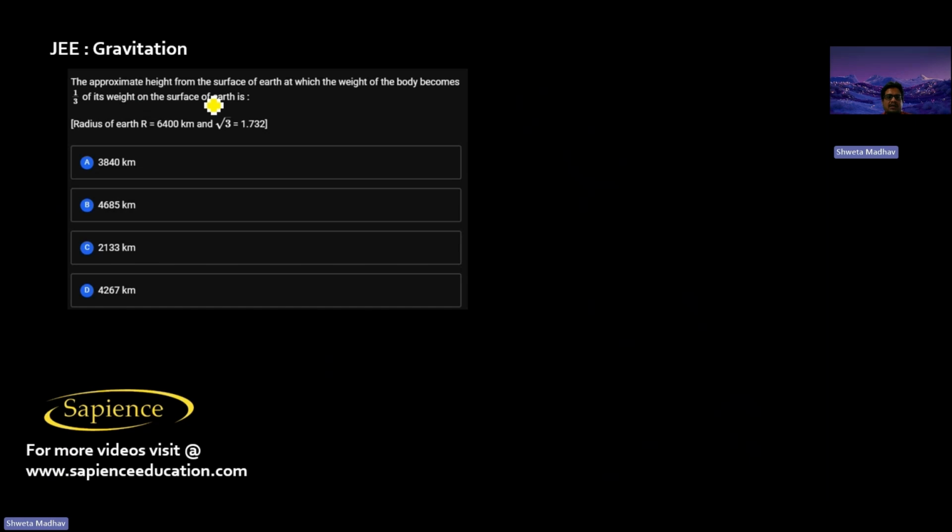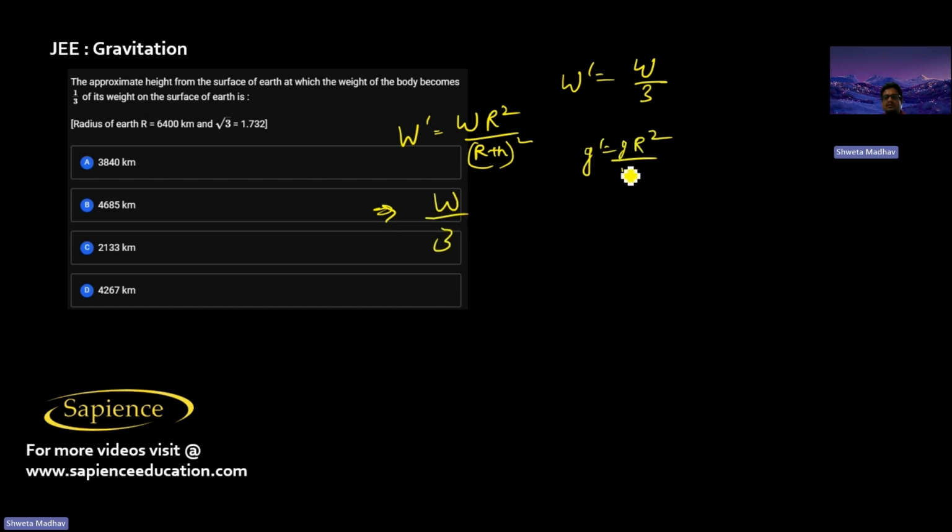It is told the approximate height from the surface of the Earth, at which the weight of the body becomes one-third of its weight on the surface of the Earth is. So the weight W dash, I can say weight on the surface into R square by R plus h whole square. So W dash is one-third of the weight. Since we know that g dash is equal to g into R square by R plus h whole square, the weight also will be mg dash. So mg dash equals mg, which is the actual weight on the surface, into R square by R plus h whole square. So W by 3 is W into R square by R plus h whole square.